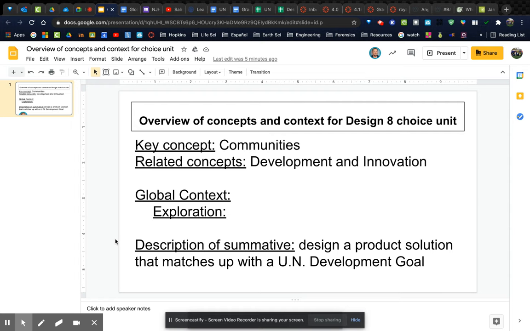And what we're really talking about is a global community. But when it comes to the product that students make, it could boil down to the local level of community or even our school level of community. The related concepts that we thought went well with it were development and innovation, mainly because development is what they're going to be doing in creating their product. And innovation fit nicely because sometimes a solution to a problem is just rethinking a current solution and coming up with a different way of solving a problem. So we thought that one would work well.